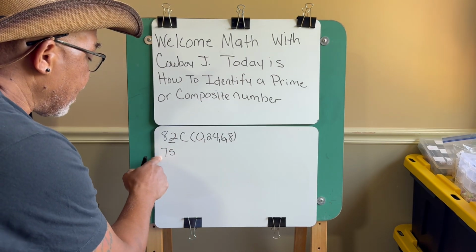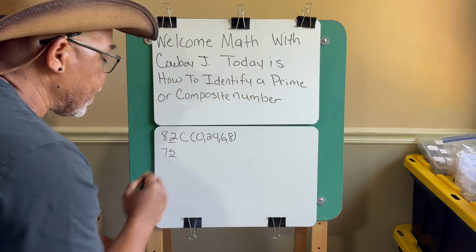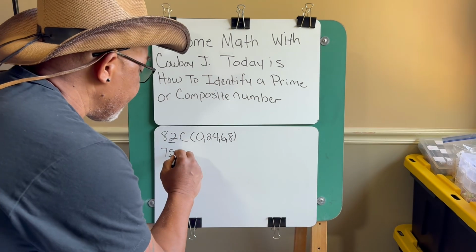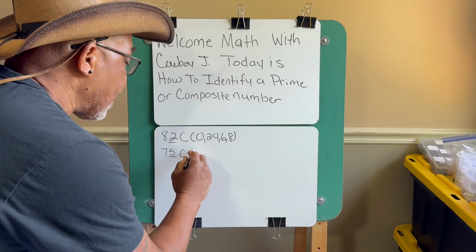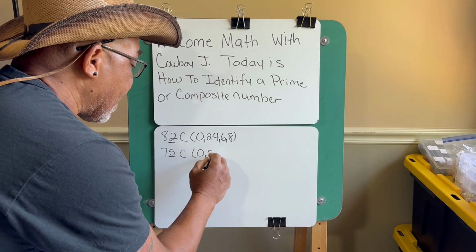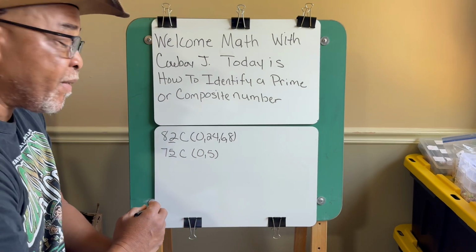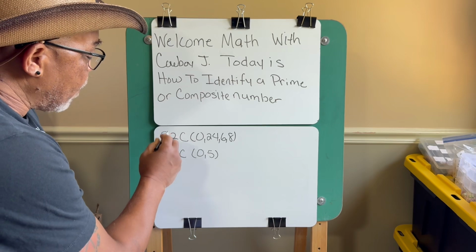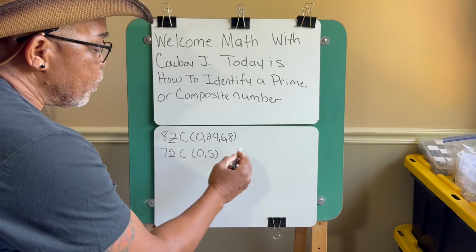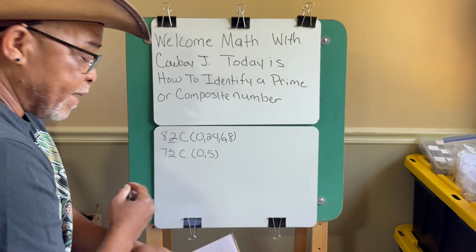75. I underline the 5 in the ones place. Oh, I see a 5. It's a composite. Why? 0 and 5 both share 5 to stay alive. So I call it a composite and I prove it's a composite.